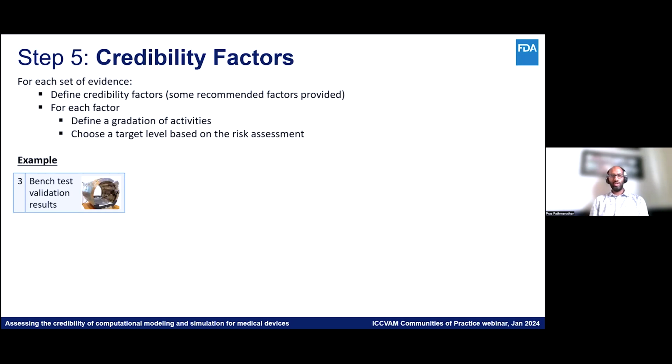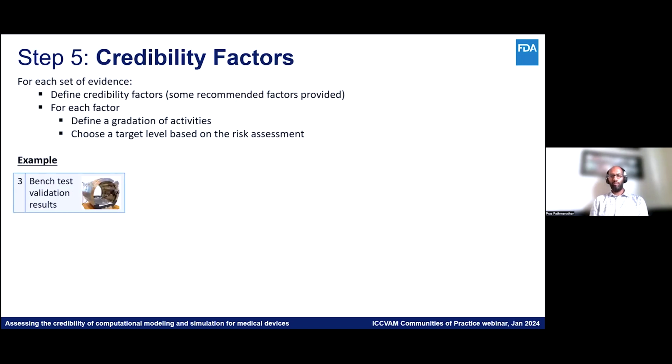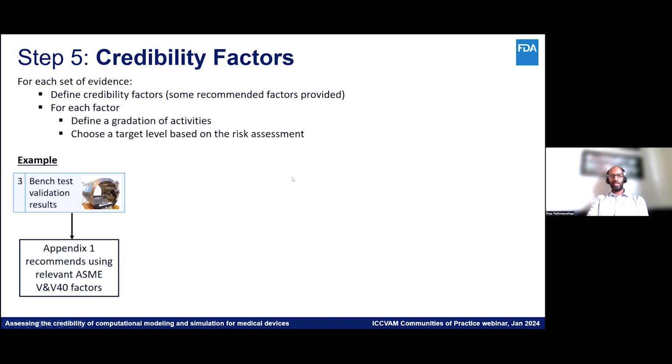And the next step, once the user has defined, we don't prescribe what should be submitted for any type of application. We have some recommendations about which kind to include, but we leave it to the user to define what kind of credibility evidence they're going to generate. And the next step, once that has been done, is easiest explained through an example. So let's say that the user is going to generate bench test validation results, then they would go to Appendix 1 of the guidance, which in that section recommends certain credibility factors.